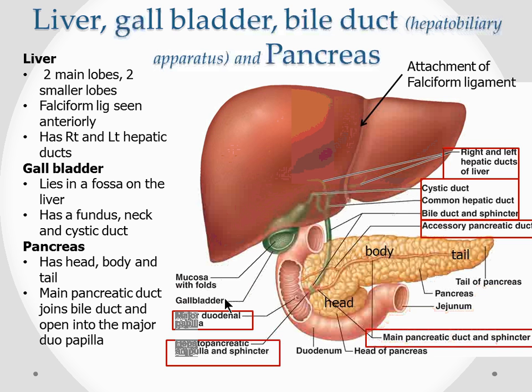Now let's look at the liver, the gallbladder, and the bile duct. So these three together are called the hepatobiliary apparatus. And then the pancreas is the other accessory organ. If you look at the liver, it's the largest organ, very, very big. It is divided into two lobes by a fold of peritoneum. The peritoneum attaches here at this point, and that peritoneal fold is called the falciform ligament. And it divides the liver into a left and a right lobe.